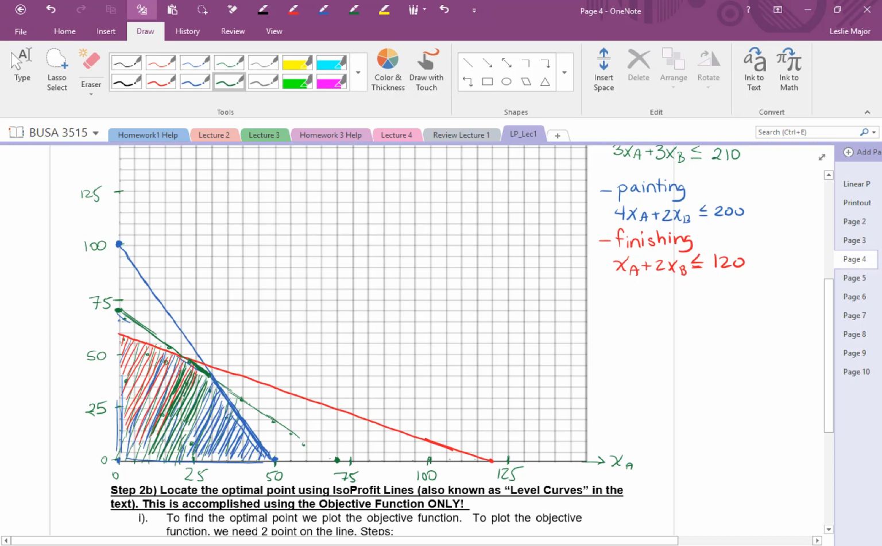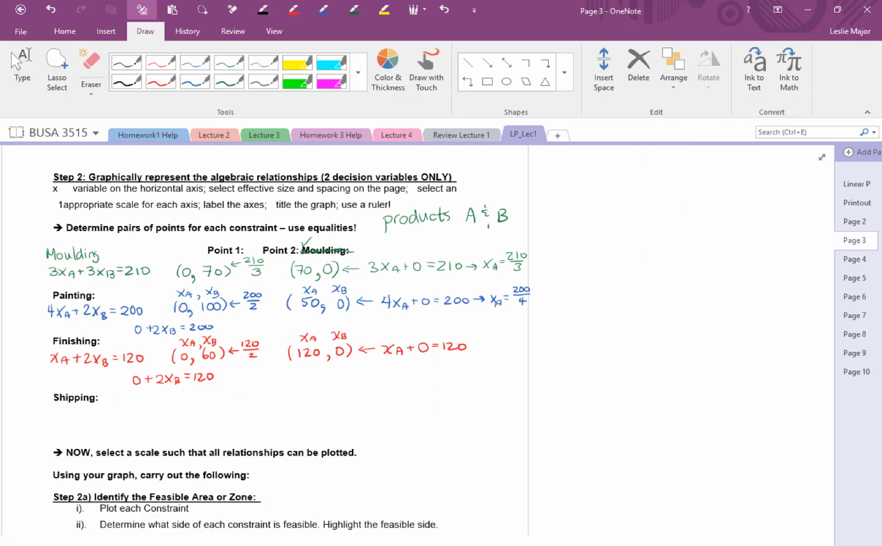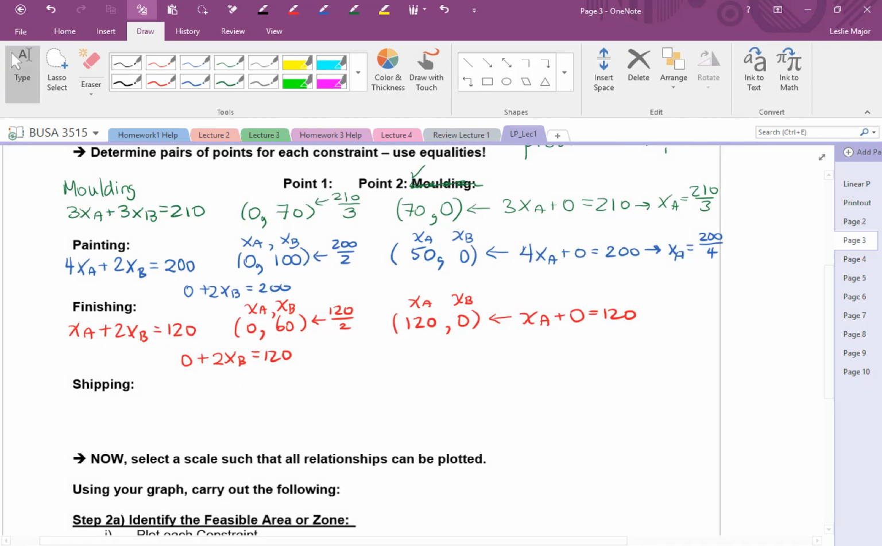Okay, now going back, we have one more constraint, which is our shipping. We were told that we could only have up to 40 units of product A shipped. Now, again, just like all the other ones, we're just going to make a straight line at first. And what we're actually going to have for a straight line, XA is always going to be 40, no matter what XB is.